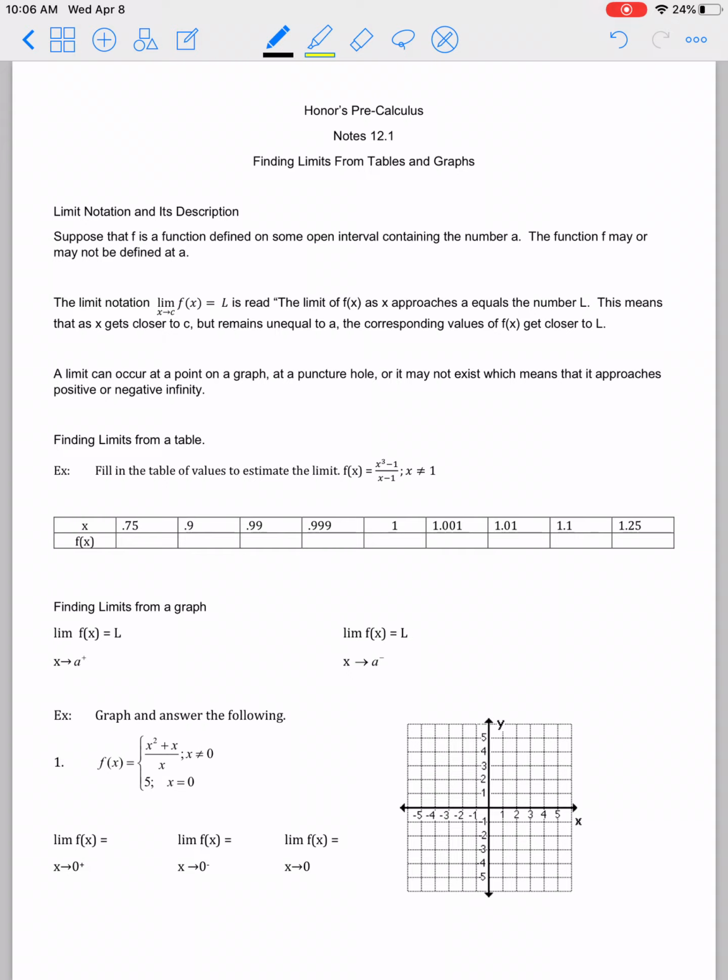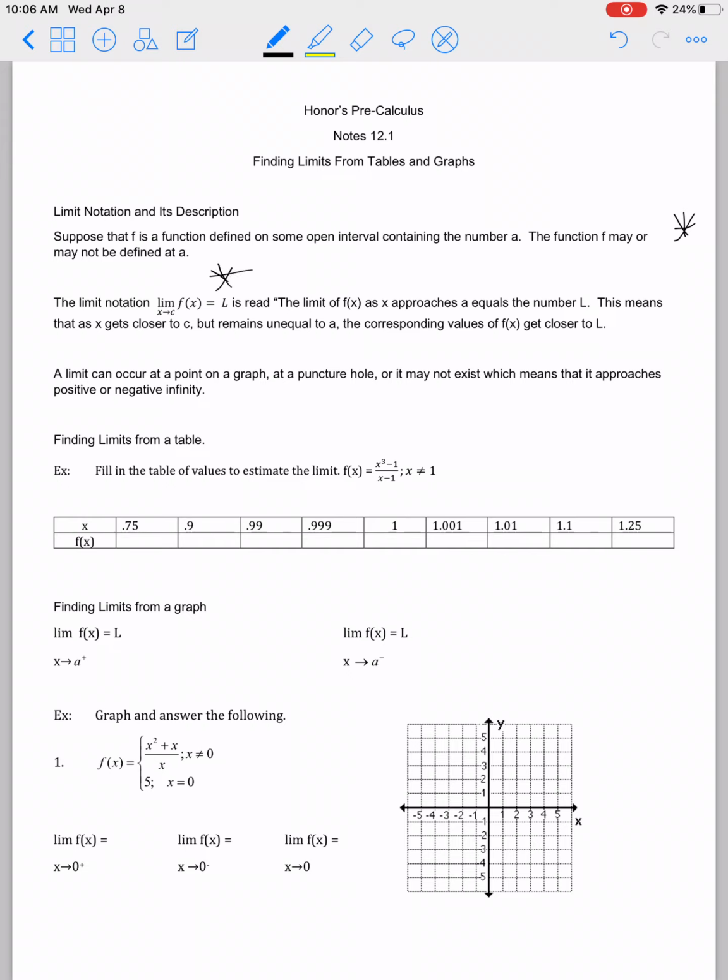The first statement here is talking about that value that we're approaching, which certainly does not have to be defined. It could be a puncture hole, and we could also go up to one of the infinities or down to one of the infinities. The notation for limit, this is huge. I'll star that. We're going to look at that pretty much the whole module.